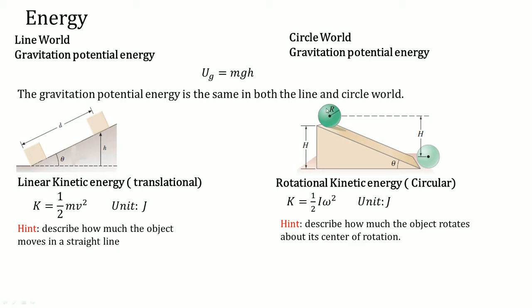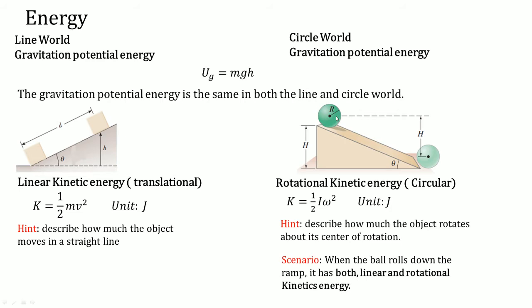When this object rolls down, it slides down and travels a distance as well as rotates. So here, the ball rotates down the ramp. It has both linear and rotational kinetic energy. The only time that it has only rotational kinetic energy would be like a top that just spins and stays in place.